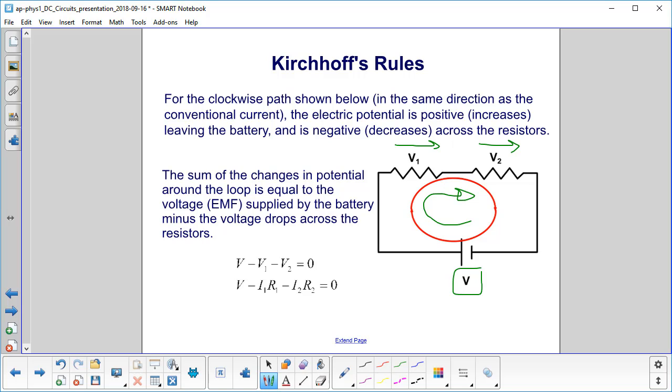The sum of the changes in potential around the loop is equal to the voltage, and of course another name for that is EMF, supplied by the battery, minus the voltage drops across the resistors. So we have V minus V1 minus V2 equals 0, and then you replace each V with Ohm's law, I1 R1 and I2 R2.